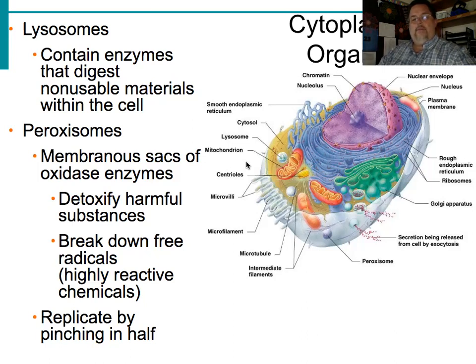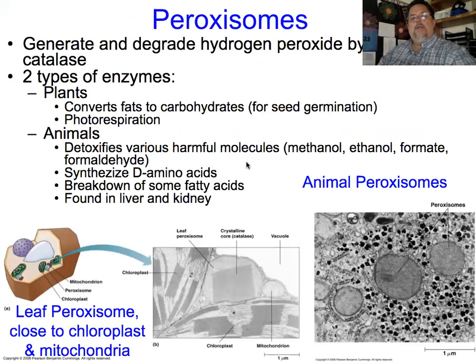How do cells divide? They replicate by pinching in half. And in future classes, we'll talk about how that happens. So again, peroxisomes can degrade hydrogen peroxide by using an enzyme called catalase, which will make the free radicals less harmful.